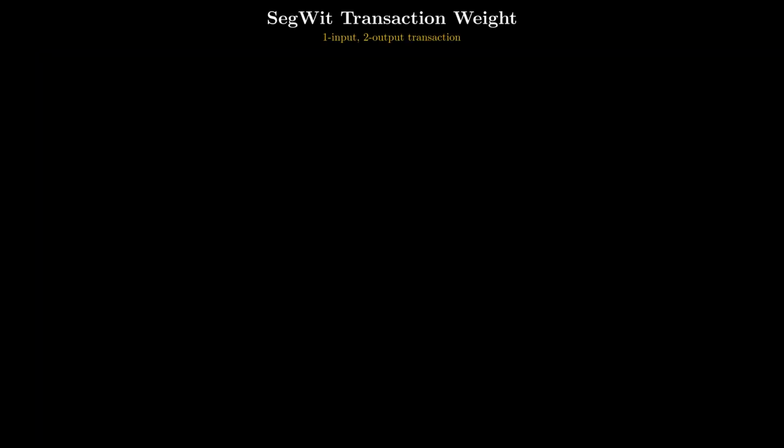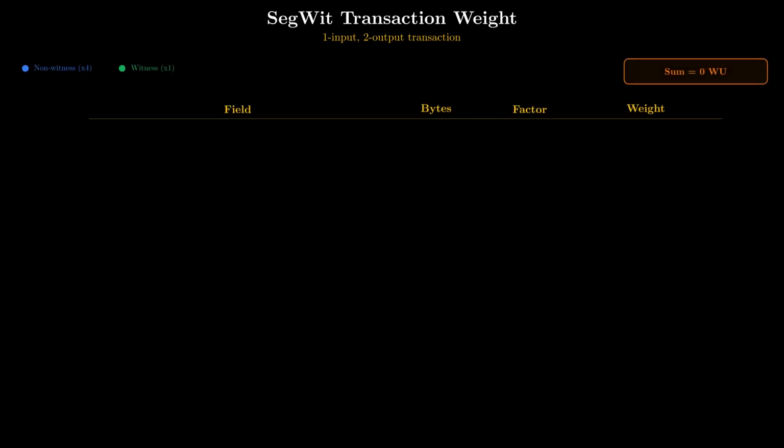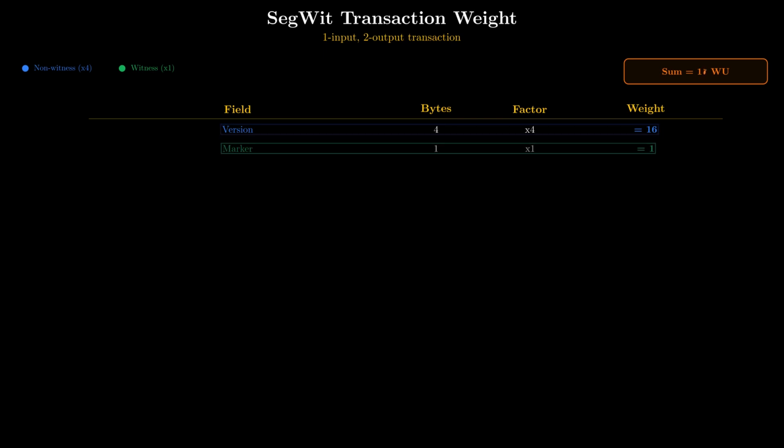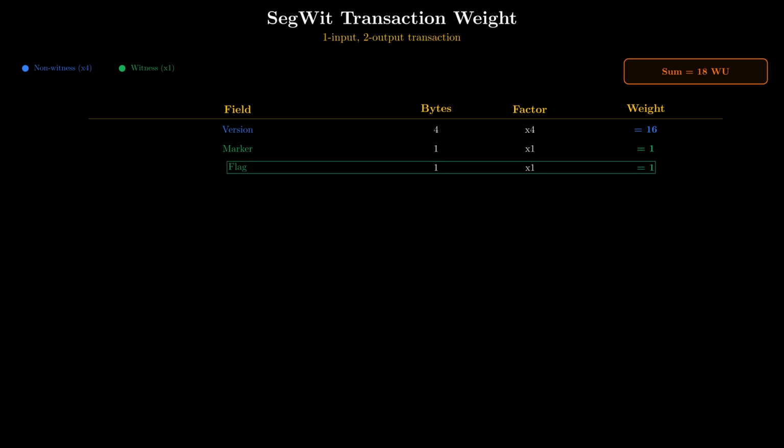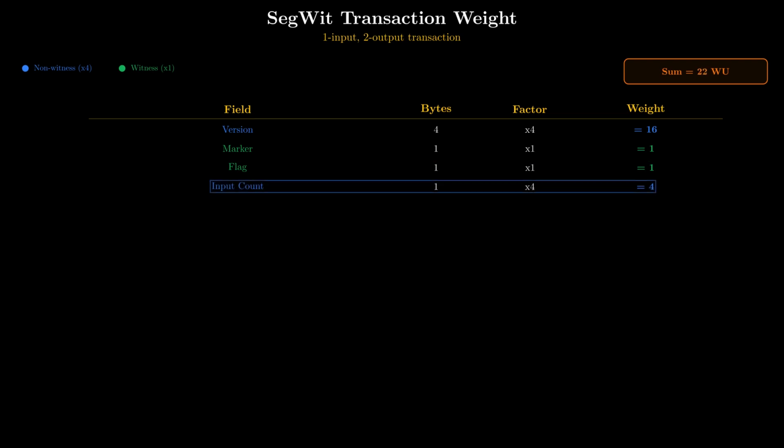Let's walk through a concrete example, a single input to output transaction from Alice to Bob. We'll build a table showing each field, its size in bytes, the weight factor, and the resulting weight units. First, version, 4 bytes times a factor of 4 equals 16 weight units. Next, the marker field, 1 byte times a factor of 1 equals just 1 weight unit. This is a witness field, so it gets the discount. Flag, also 1 byte times 1 equals 1 weight unit. Another witness field. Input count, 1 byte times 4 equals 4 weight units.